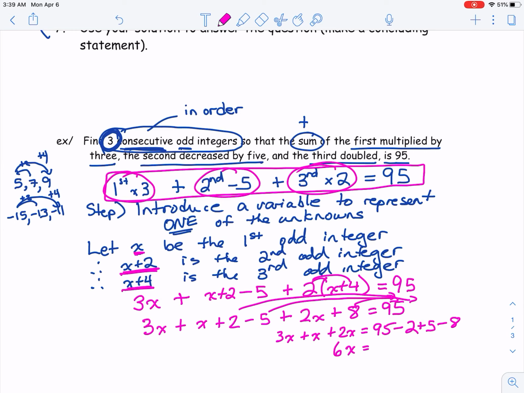95 minus 2 is 93. Add 5 to that, that gives you 98. And then subtract 8 gives us 90. Divide both sides by 6, and x equals 15.